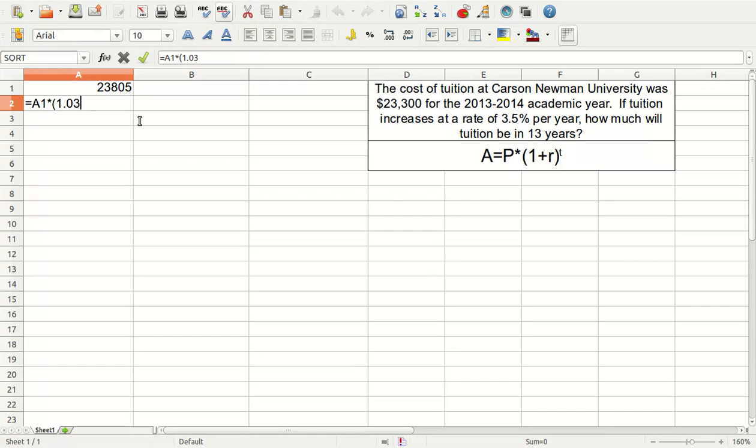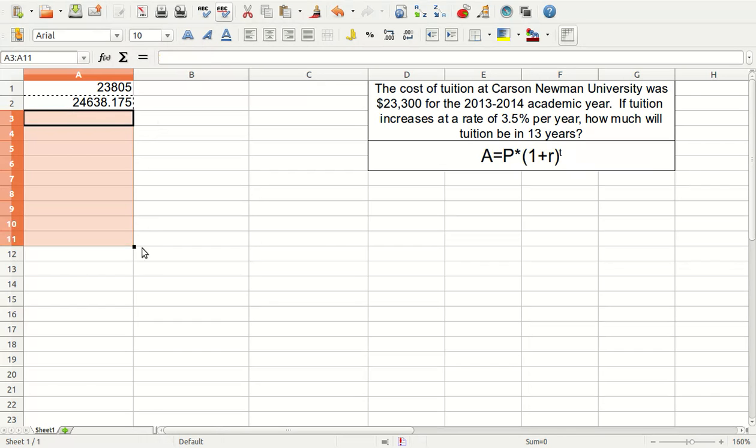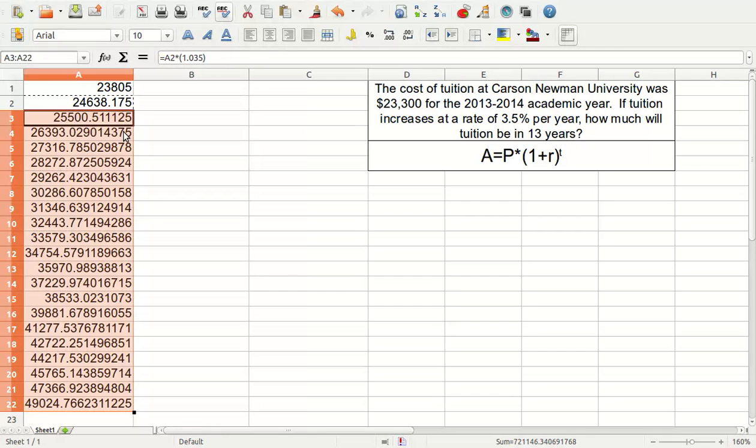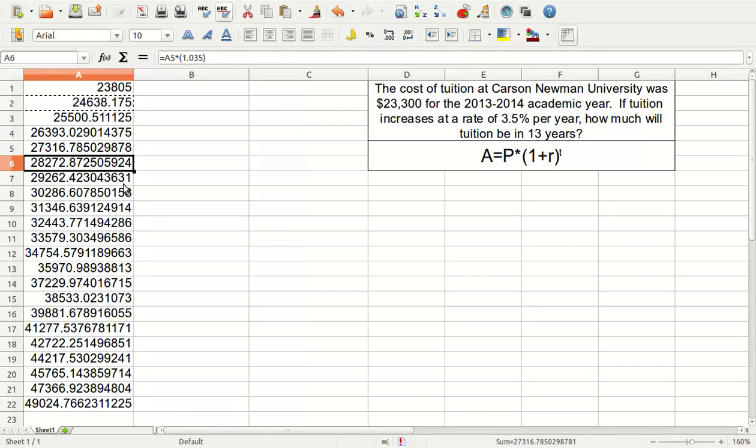do a 3.5% increase of that value. Okay. So this now represents how much tuition will be after 2 years. If we copy and paste this formula, Calc will automatically update it to the correct boxes, and we can find the tuition as it increases throughout time.